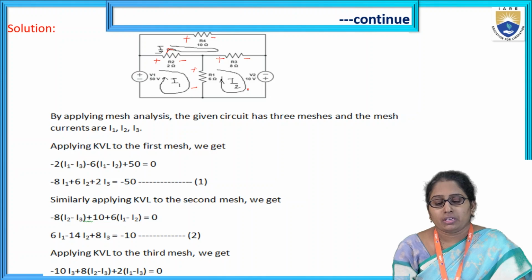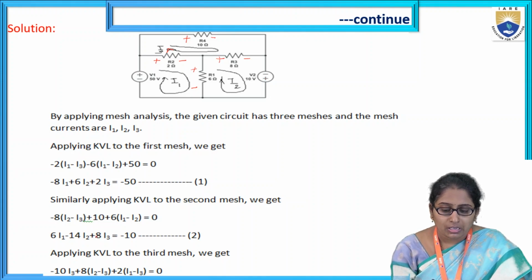Next, what is the next element as we move? The battery voltage, 10 volts. This I2 direction is moving from the negative terminal to the positive terminal, so that means a voltage rise. Again, a voltage rise is taken with a plus sign, so plus 10.